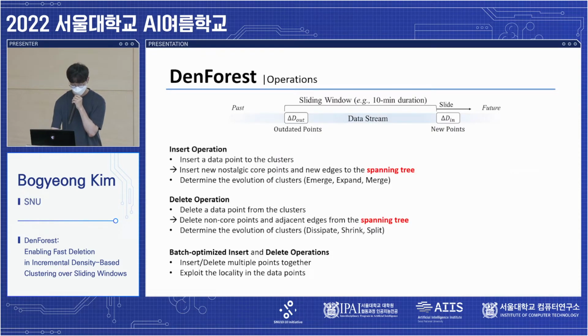DenForest supports four operations to incrementally update the clusters. The insert operation and delete operation process single data points to update the clusters. And the batch-optimized insert and delete operations process multiple data points together to accelerate the performance further by exploiting the locality in the data points.